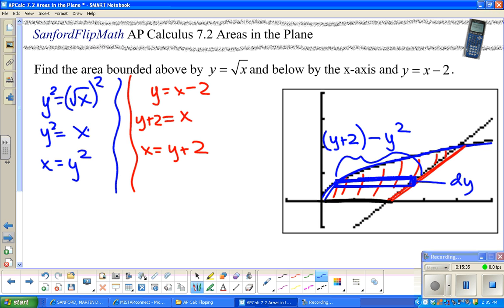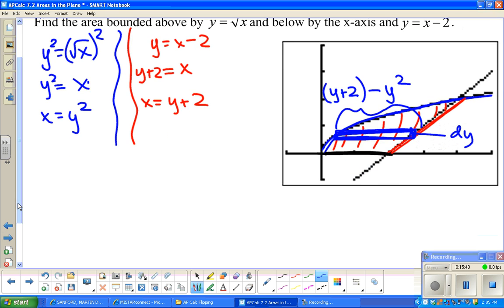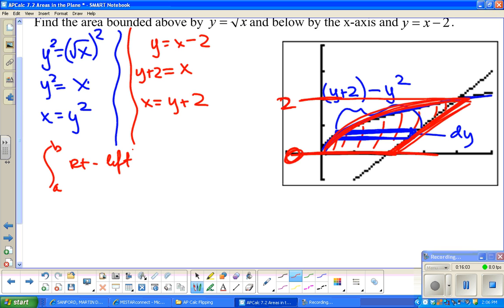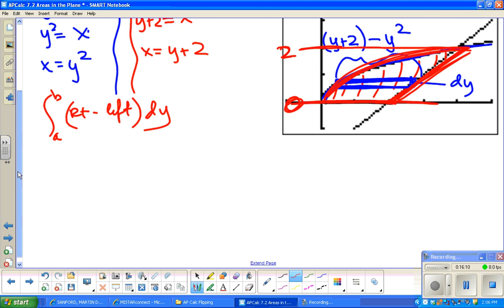Okay. So how does this help me? Well, the great thing about it is it starts here at y equals 0, and it goes until we get to y equals 2, and it's always about this curve minus this curve. Remember, it's big minus small, so it's going to be right minus left in this case. So the idea is we're going from A to B. We're saying right minus left dy. It's big minus small, right minus left. If it was vertical, it'd be top minus bottom. Okay, so here it is.